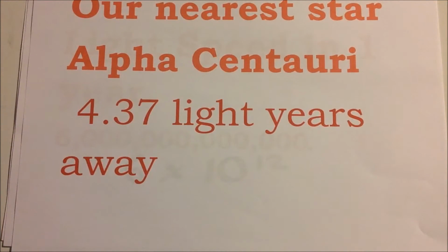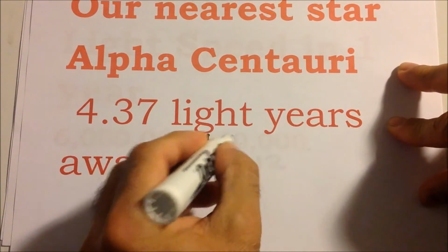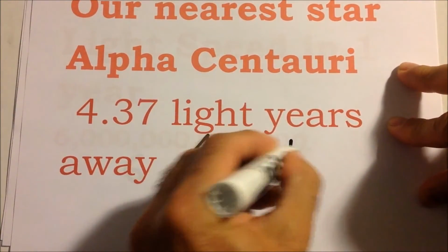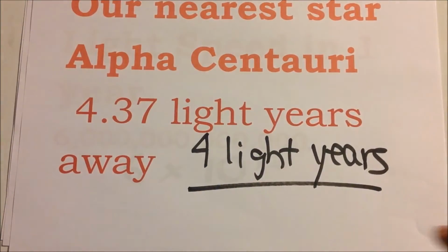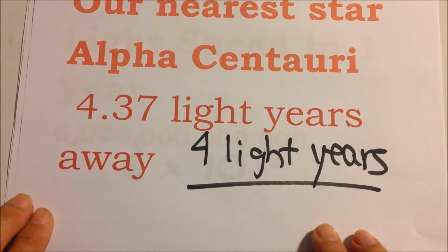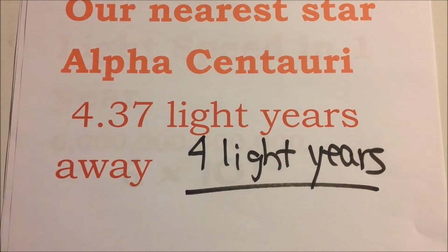Now remember, light travels about 6 trillion miles in a year. So let's just say 4 light years. Alpha Centauri is roughly 4 light years away. How many miles would that be, and how would you put that in scientific notation? You should pause the tape and try that.